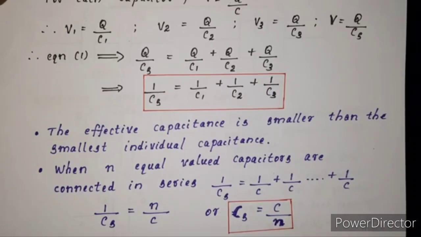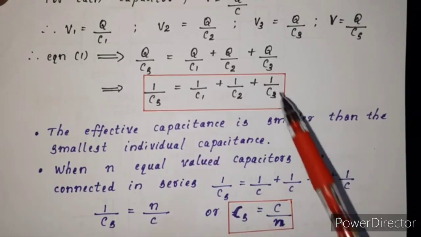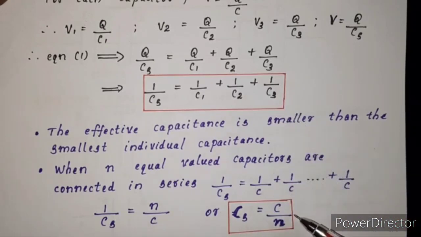So our equation becomes 1 by Cs is equal to n by C. n into 1 by C it is actually, so it becomes n by C, or Cs is equal to C by n. Effective capacitance Cs is equal to C by n. So this is a very important point, the two equations. In doing MCQs or problems, we have to use this equation.